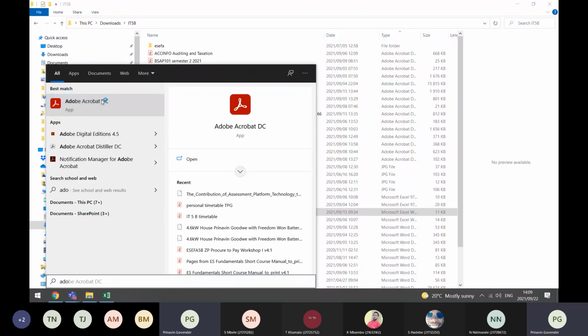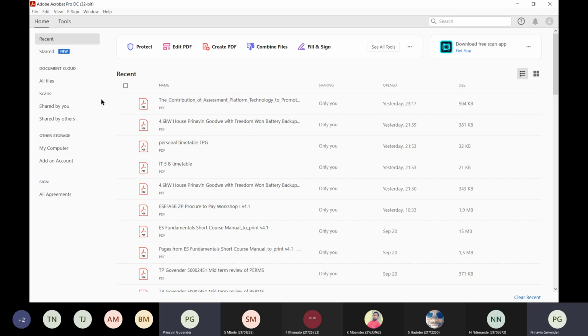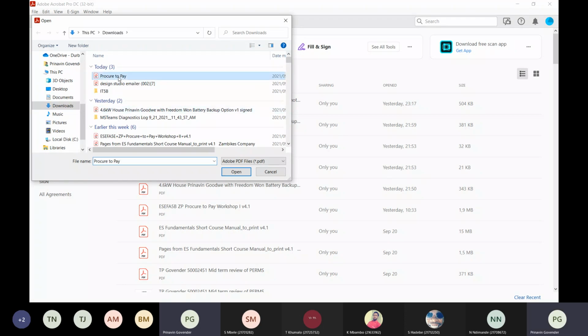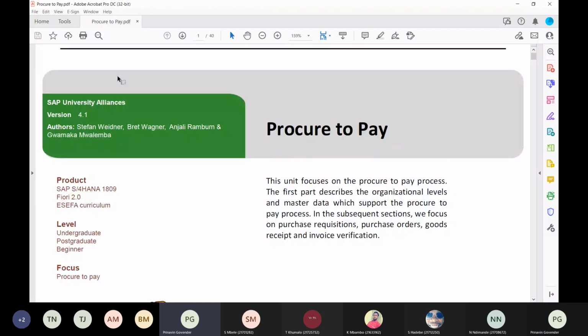So I'm opening up Adobe. On Mondays, at Monday's lecture, by the way, I had the part-time lecture. Some of you didn't attend, and I did send the invite and I didn't send the WhatsApp. Right, so let's open up File, Open, and there's Procure to Pay. Don't worry, you don't have to take down all the notes. I will upload this to our MS Teams, and I will also make the recording available to those people who miss it. But if you want to take down, make notes, that's also good.